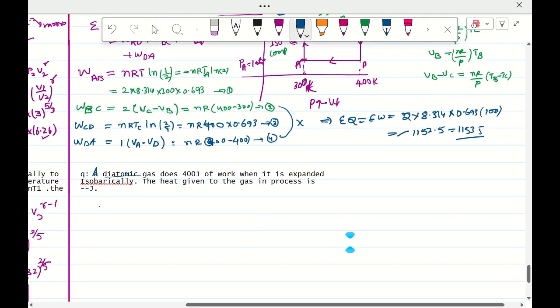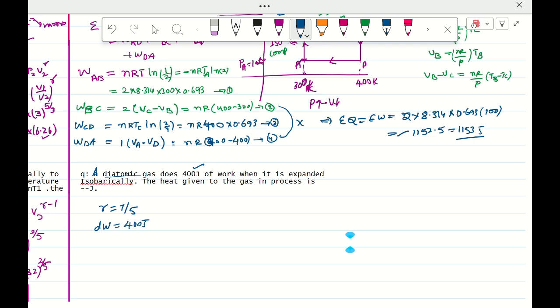A diatomic gas is given, with gamma equal to 7 by 5. The work done, dW, is given as 400 joules when it expands isobarically. So dW is equal to nRΔT. The heat energy given in this isobaric process, dQ, is what is being asked.